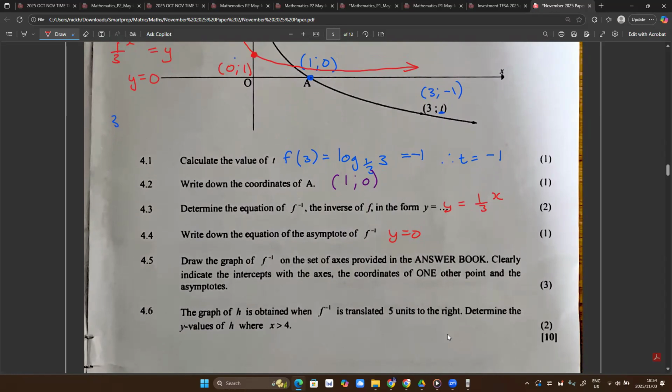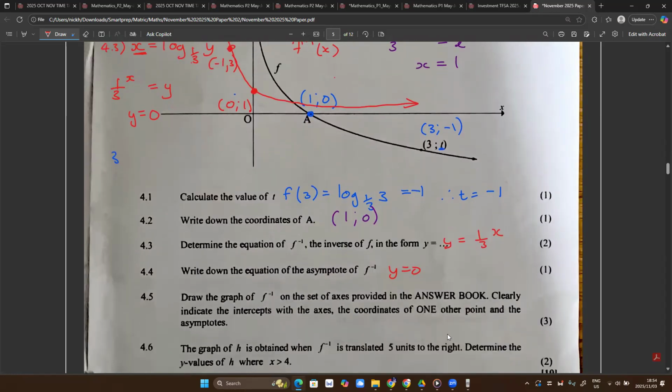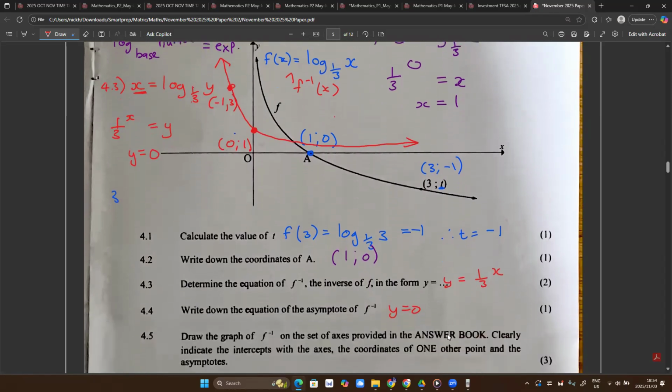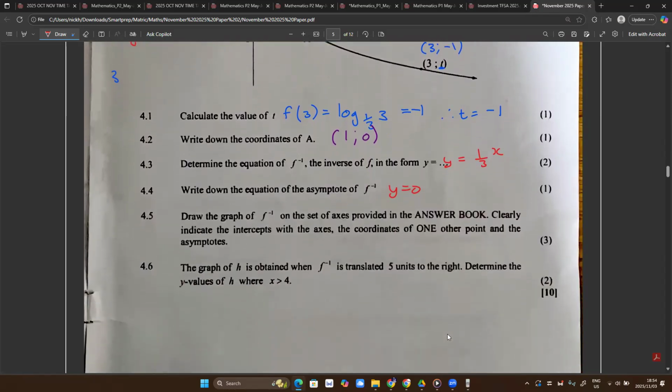So let's just draw this. Let's write down our f to the -1, which was y equals a third to the x. Now, if you shift something right, that goes that way. If it's to do with the x, that's counterintuitive, meaning you must take it to the -5. Okay, so determine the values of h where x is greater than 4.